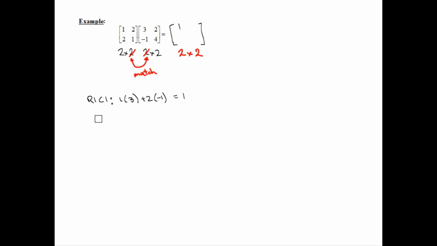Okay, now we want to do row 1, column 2. So we think of row 1, column 2. This is going to give me 1 times 2 plus 2 times 4. So 10. And that's going to go here.